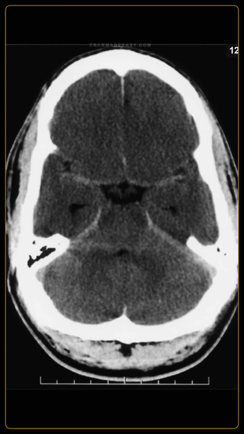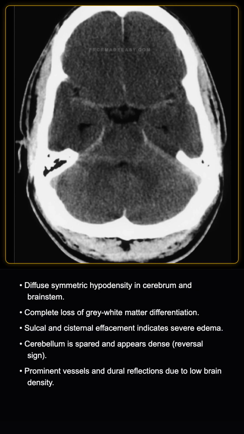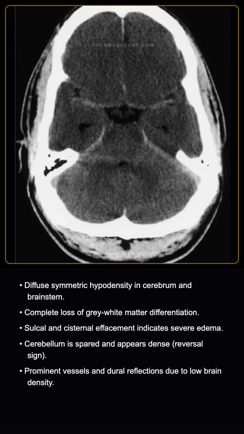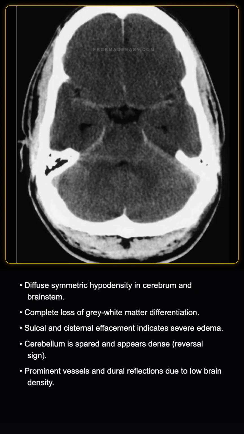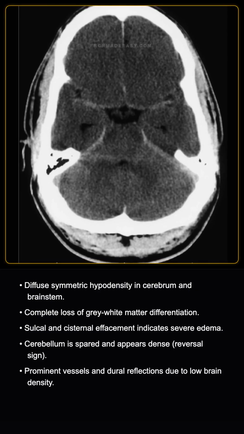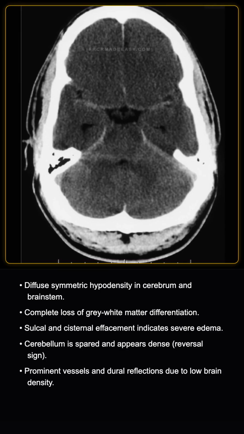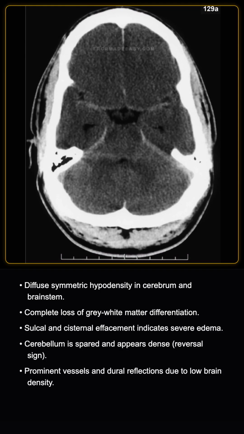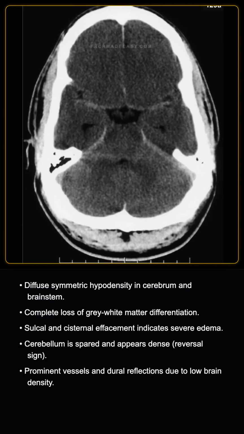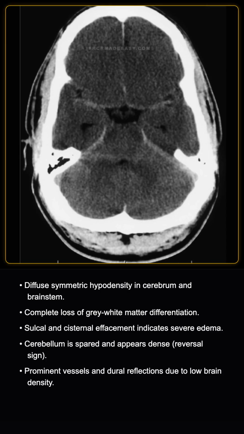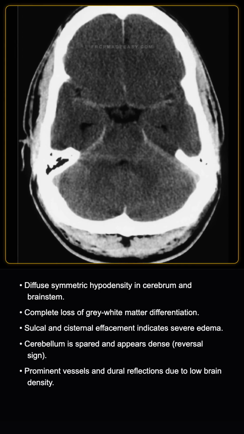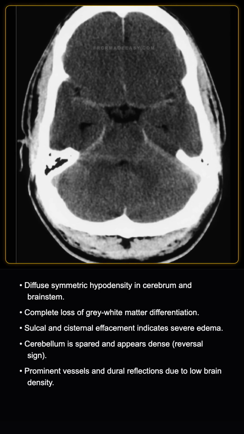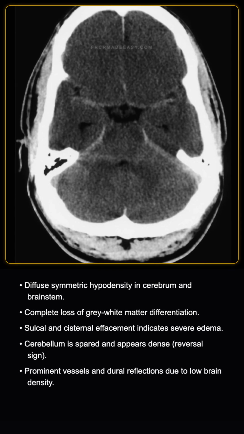Describe the findings. Okay. Looking at the images, the axial non-contrast CT scan demonstrates diffuse, symmetric, low-attenuation changes throughout the cerebral hemispheres and brainstem. There is complete loss of the normal differentiation between the cortical gray and subcortical white matter. Generalized sulcal and cisternal effacement is present, indicating severe diffuse cerebral swelling and edema.